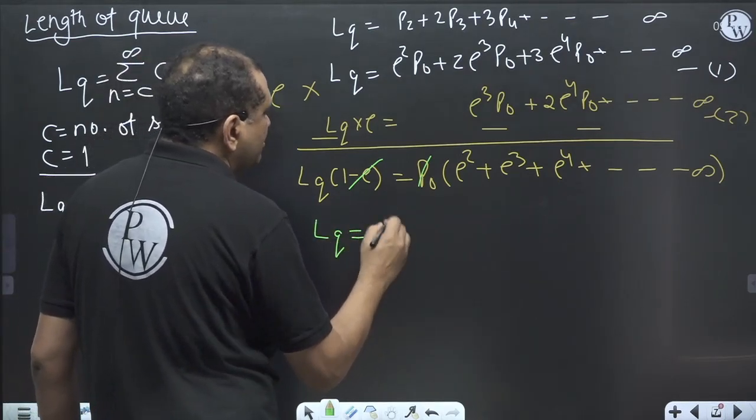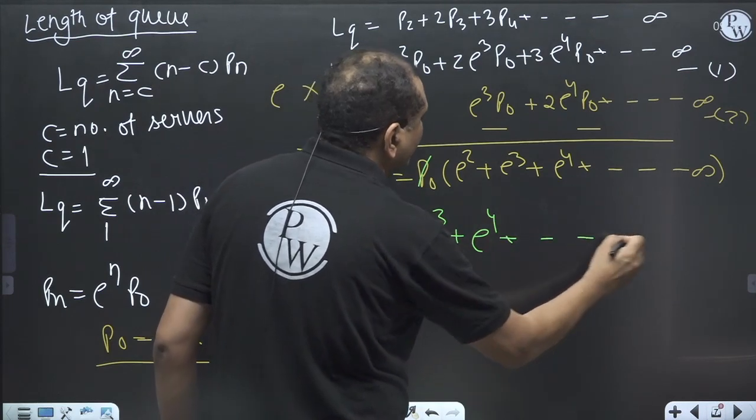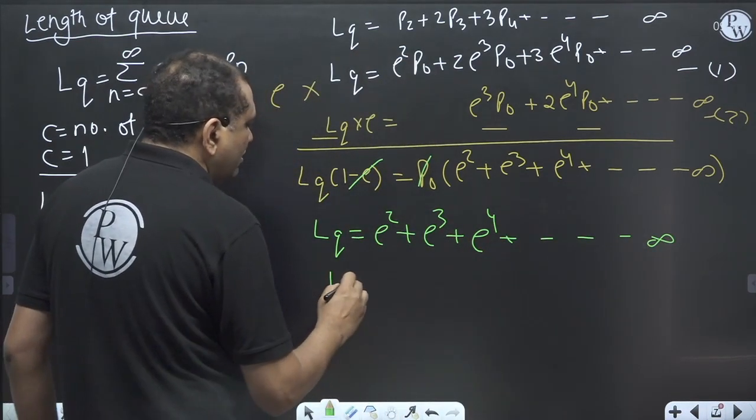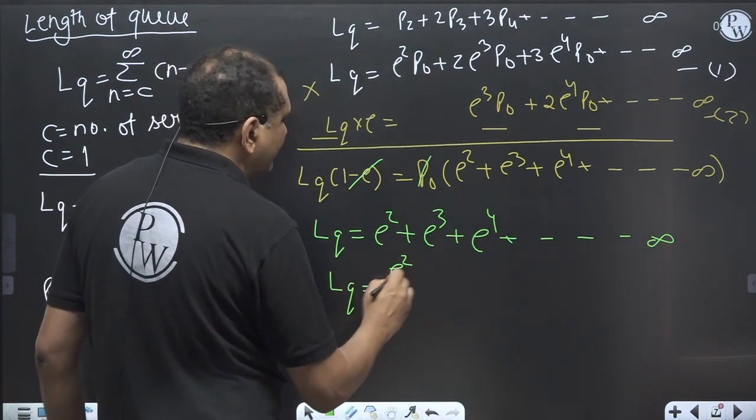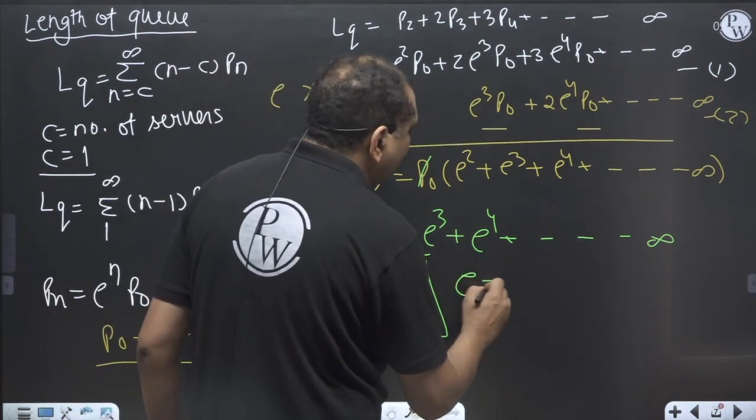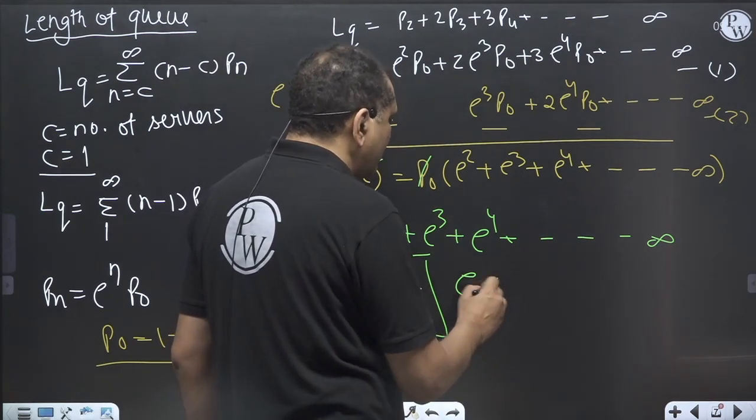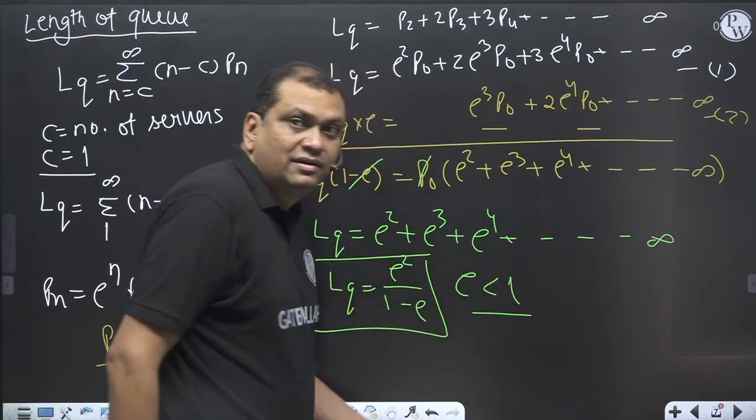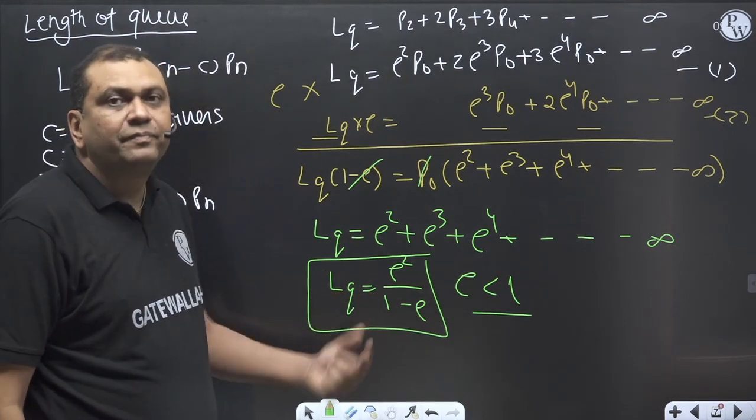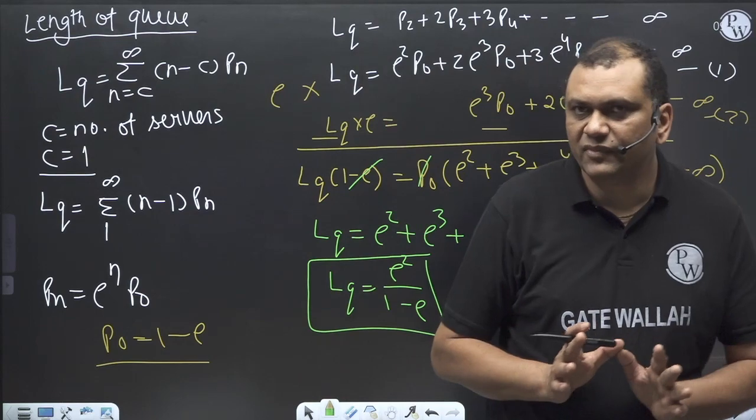So Lq is rho square plus rho cube and so on, divided by 1 minus rho, that is rho square over 1 minus rho. So that is the length of Q, subject to rho being less than 1. So this is the length of Q. Correct, no?